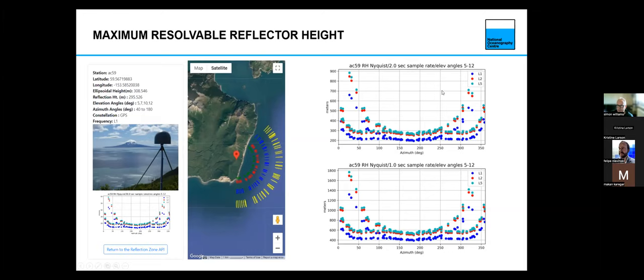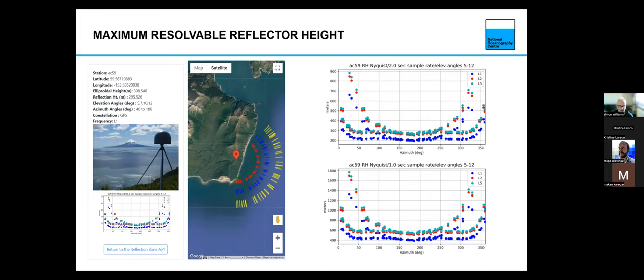So the bottom plot here on the right is, well, we'll go to the top one, that's for 2 second sampling. We see that that Nyquist, or the maximum resolvable reflector height, is for a lot of the points, for say L1, actually under the 300 meters of the reflector. So you would not get signals from GPS L1 at that site if you had 2 second samples. If you went down to 1 second sampling, that maximum height is now about 400 meters, and you would be able to use the estimate from L1, L2, and L5.